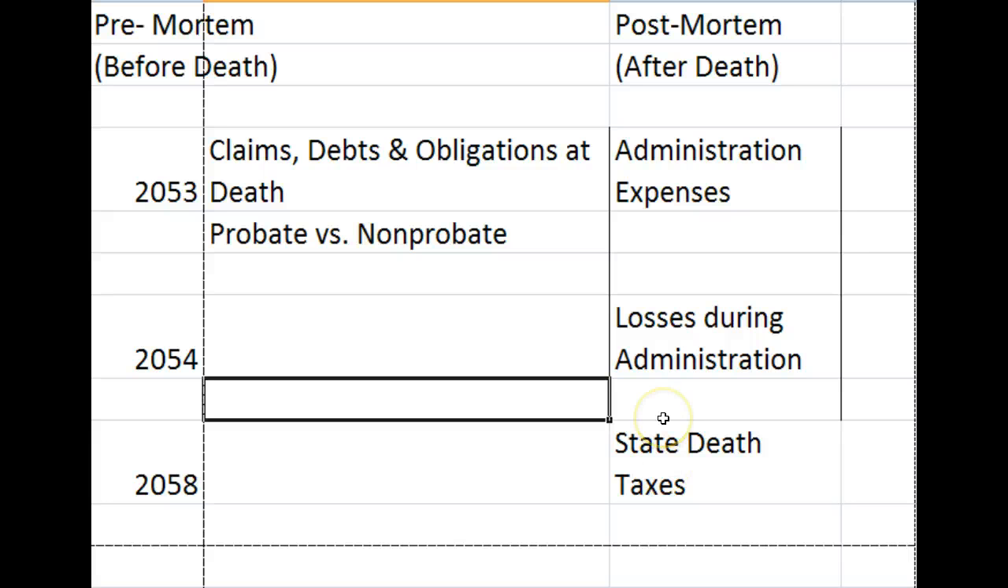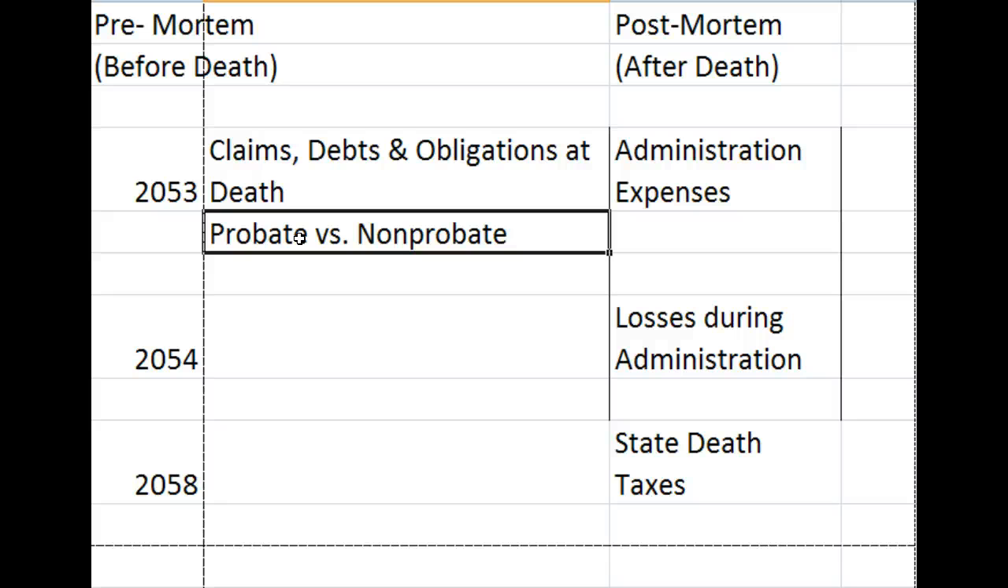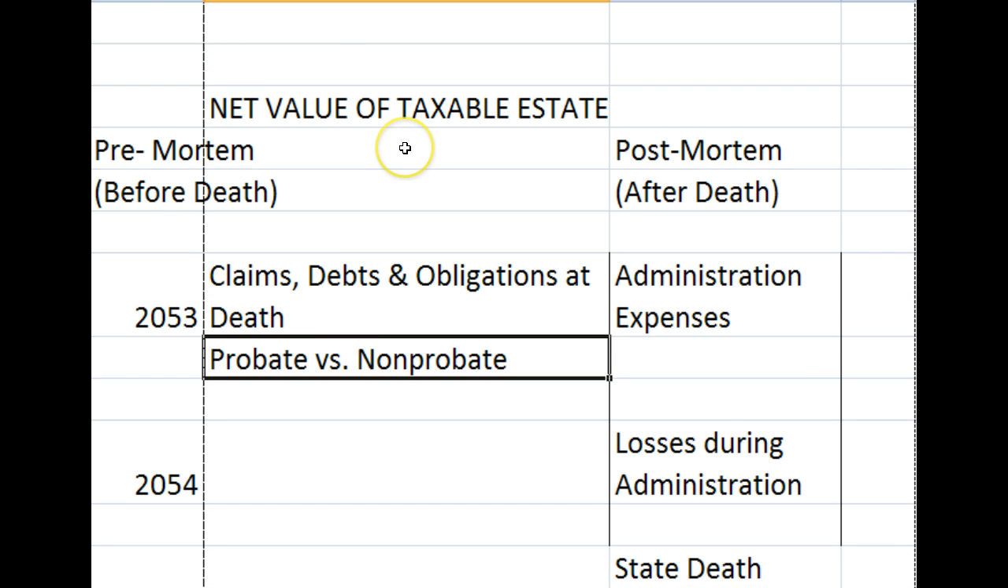When we look at Section 2053, we must look at the probate versus the non-probate assets. And the reason we must draw the line between the two types of assets is that the rules we have to apply differ for probate versus non-probate assets. So there is a distinction. So we have three code sections that all have to do with the net value of the taxable estate. And it's that property, the net value of that property being transmitted at death, that is going to be used to arrive at the taxable estate.